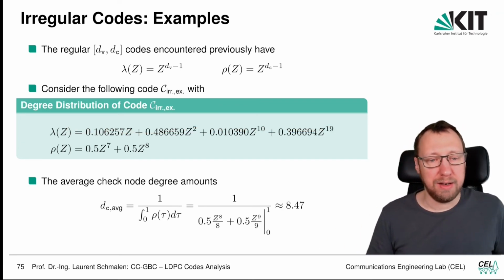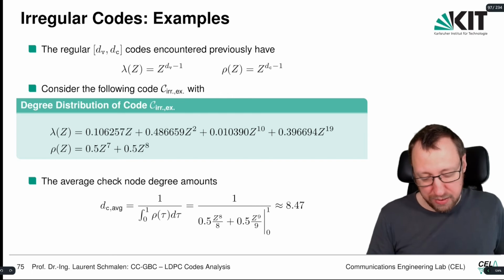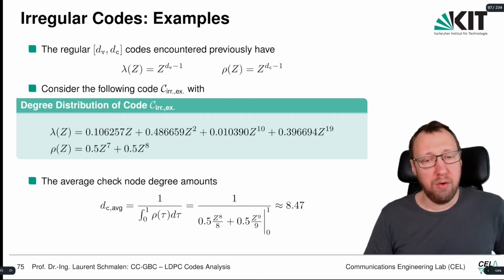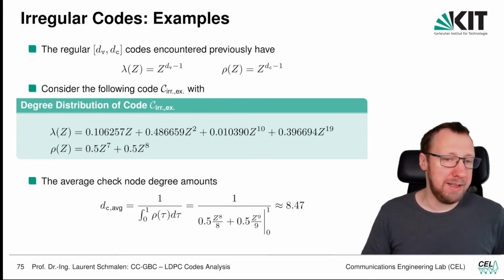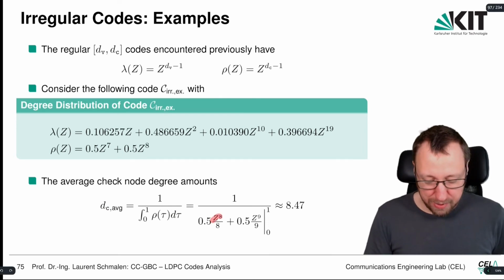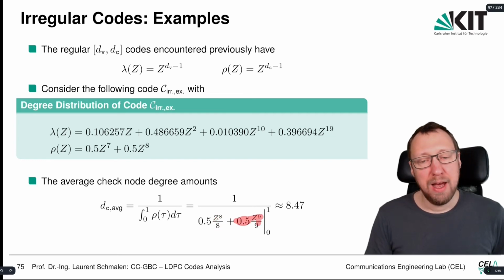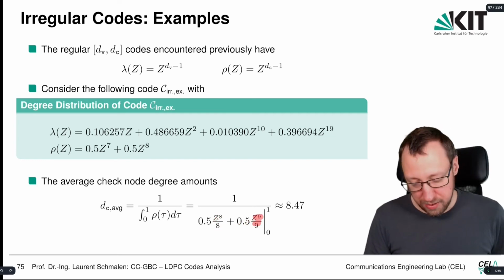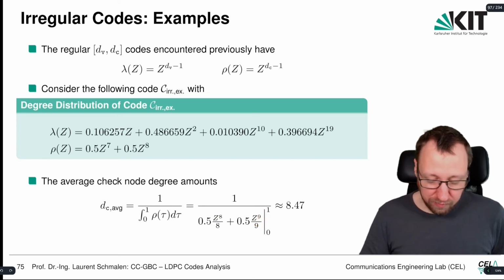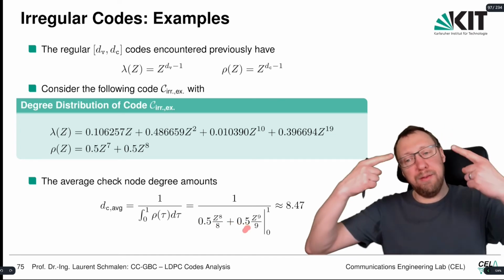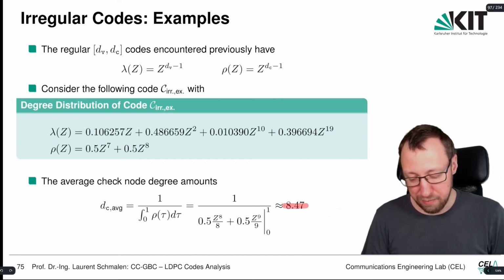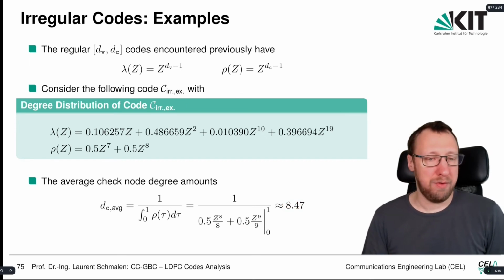We can calculate the average check node degree. It's the integral of rho of tau d tau. These are all polynomials, so the integrals are fairly easy. So it's 0.5 times z to the power 8 divided by 8 plus 0.5 times z to the power 9 divided by 9. We insert 1 and 0, so this is equal to 0.5 divided by 8 plus 0.5 divided by 9. Inverse, and we get 8.47. So that's the average check node degree.